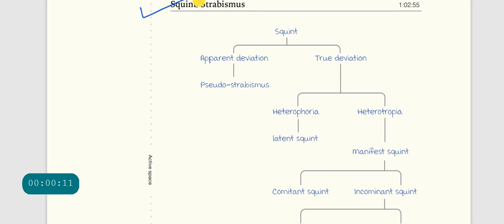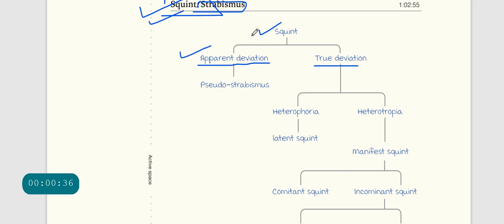Now we are going to start with squint, also known as strabismus. So what is squint? We just studied that in our previous videos. Now we're going to discuss the classification of squint, that is apparent deviation and true deviation. These are the types or classifications of squint.